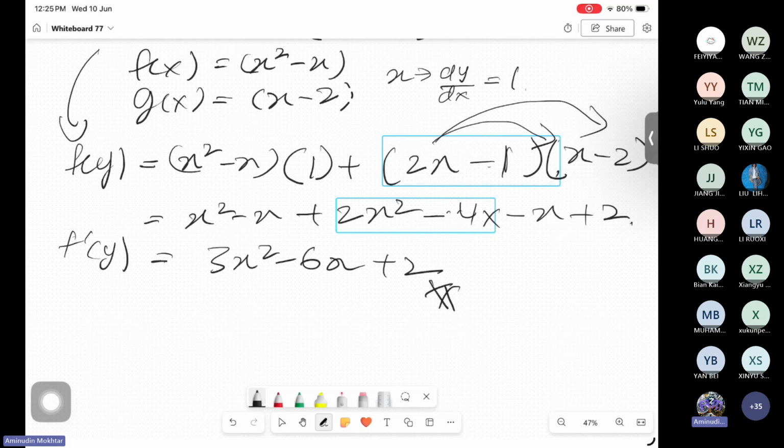Okay, it's quite a long answer here. You need to write your answer step by step to get the right answer. The conclusion: because there are two functions here, the first part is to differentiate the first function, and the second part is to differentiate the second function. This is about the product rule.